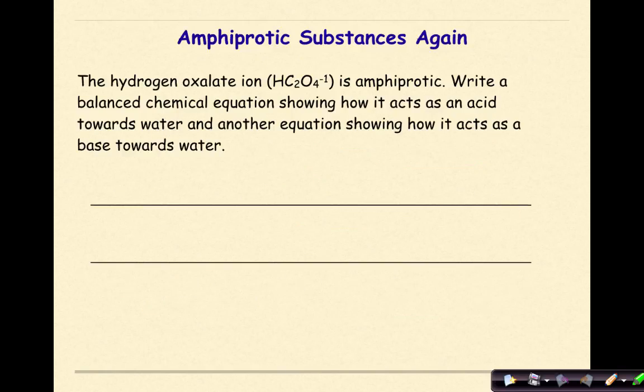Let's look at amphiprotic substances one more time. The hydrogen oxalate ion, HC2O4 minus 1, is amphiprotic. Write a balanced chemical equation showing how it acts as an acid towards water, and another equation showing how it acts as a base towards water. Okay, so let's start out by having it act as an acid. So I'm just going to put an A right there.